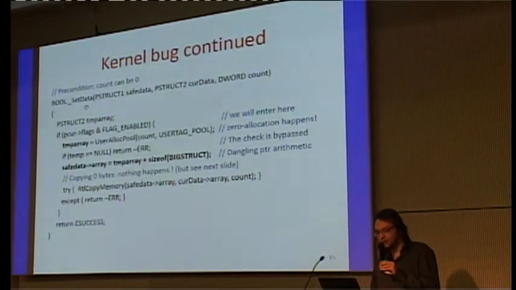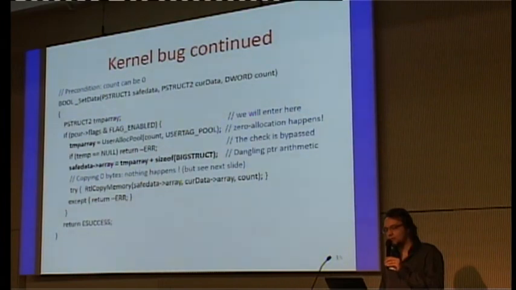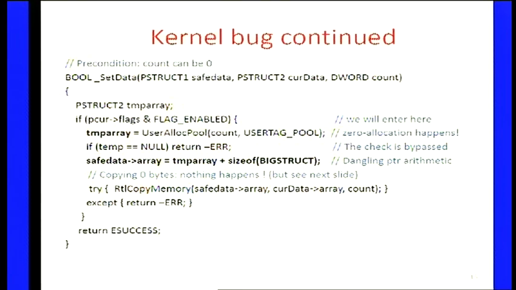In the case where count is 0, you have this call to user alloc pool. User alloc pool is actually going to call the same function I mentioned earlier on. So whenever you do a user alloc pool of 0, it doesn't return null either. So if you do if temp equal null return R, it's not going to check any kind of zero size problem. Once you do this, you have the TMP array that is allocated with 0 bytes. We've seen previously that it was in fact allocated with 16 bytes.